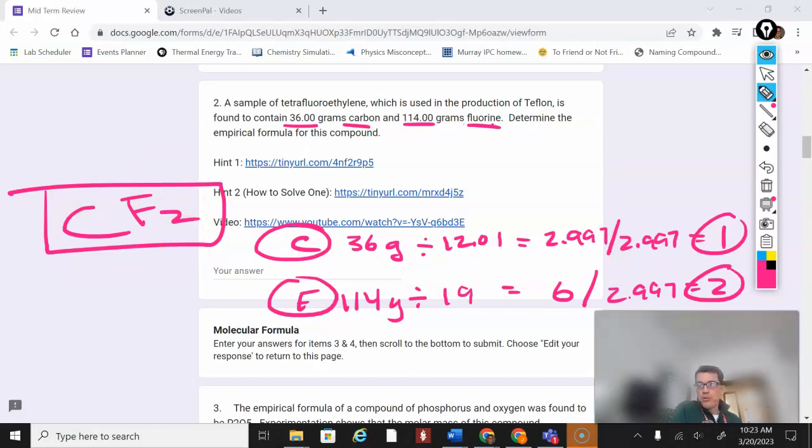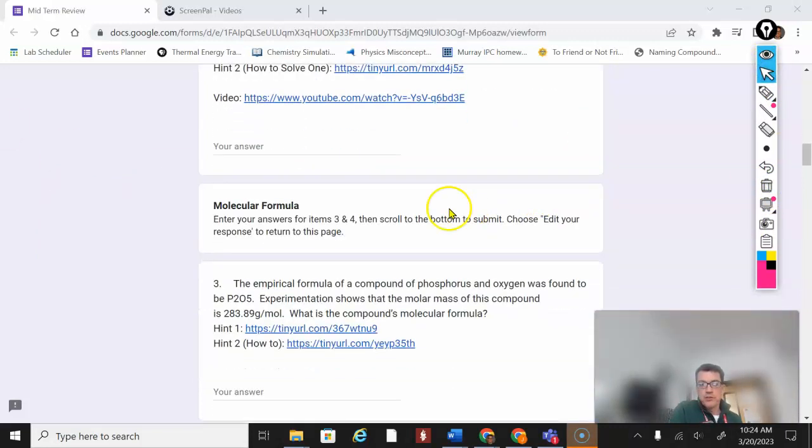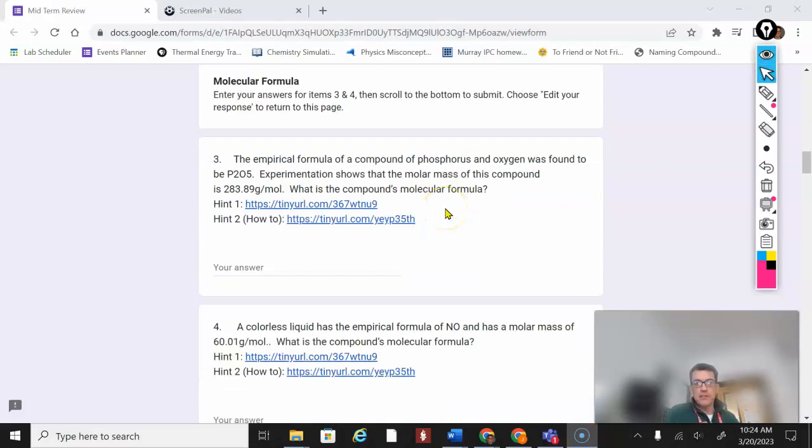All right, a molecular formula is the actual honest to goodness formula. This is one of the things we didn't really go over in much detail, but all we need to understand is that the molecular formula is generally going to be a multiple of the empirical formula, which means the mass is also going to be a multiple. So this one says the empirical formula is P2O5.